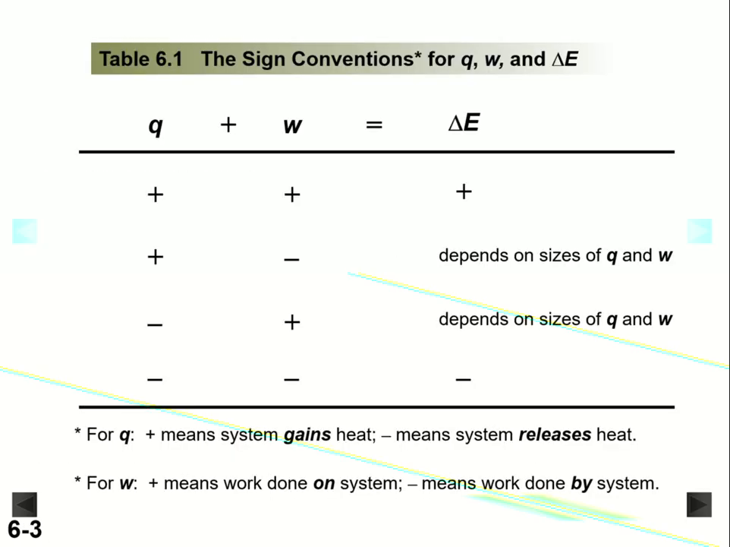In parallel with the sign convention for delta E, we have the same sign convention for Q and W. If the system releases heat during the process, then Q will be negative. If the system absorbs heat from the surroundings during the process, Q will be positive. If the system has work done on it by the surroundings during the process, the work will be positive. And if the system does work on the surroundings, then the work for our system will be negative during the process.